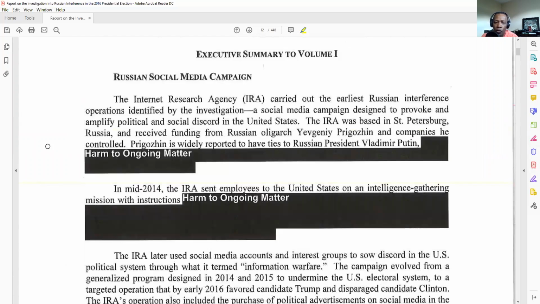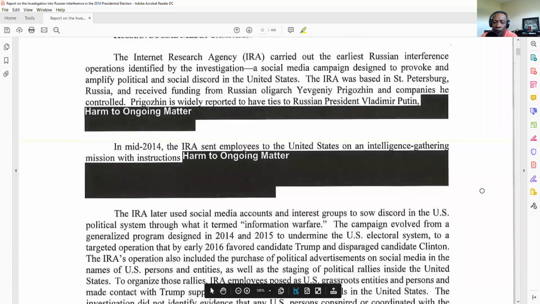Okay, Russia social media campaign. The Internet Research Agency, IRA, carried out the earliest Russian interference operations identified by the investigation, a social media campaign designed to provoke and amplify political and social discord in the United States. The IRA was based in St. Petersburg, Russia, and received funding from Russian oligarch Yevgeny Prigozhin and companies he controlled. Prigozhin is widely reported to have ties to Russian President Vladimir Putin. The other parts are redacted.